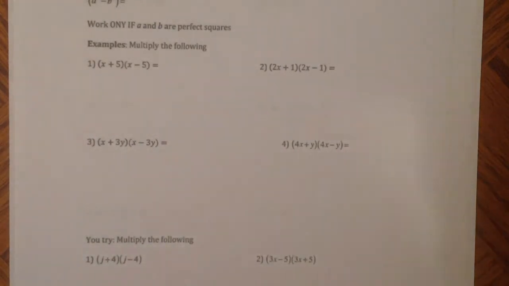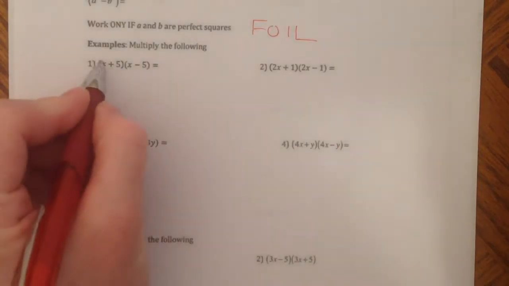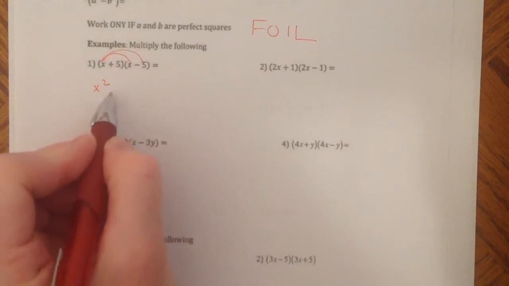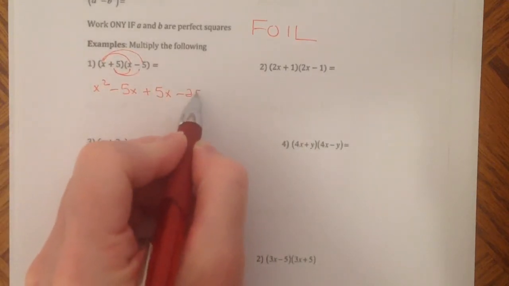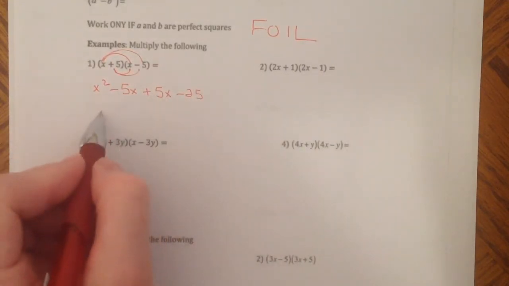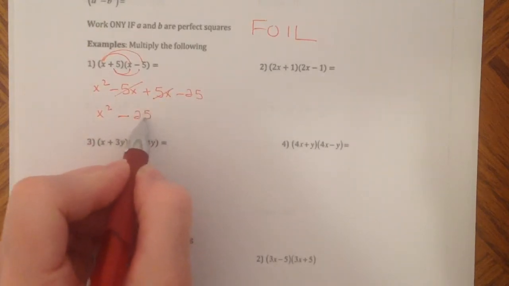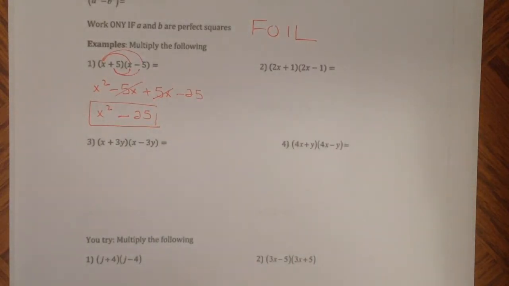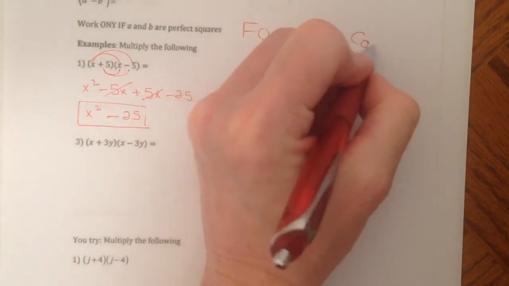So let's see, first times first will give us x squared. Outer times outer gives you minus 5x. Inner times inner gives you plus 5x. Last times last gives you minus 25. For these problems, you're going to notice that this middle term is always going to be opposites, and it'll end up canceling out. So minus 5x plus 5x will cancel. And that's going to be the same for all of these. Remember in the last video we talked about these being conjugates.